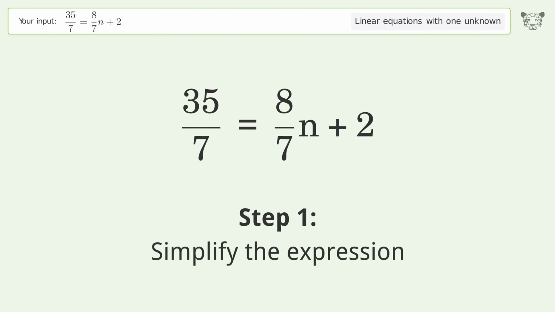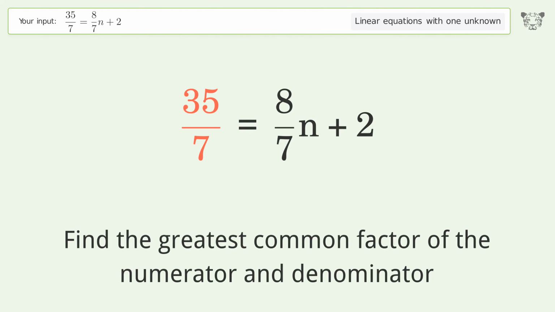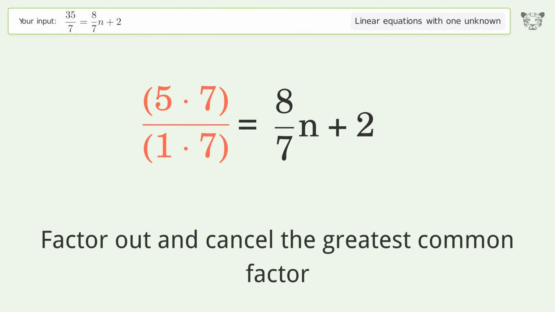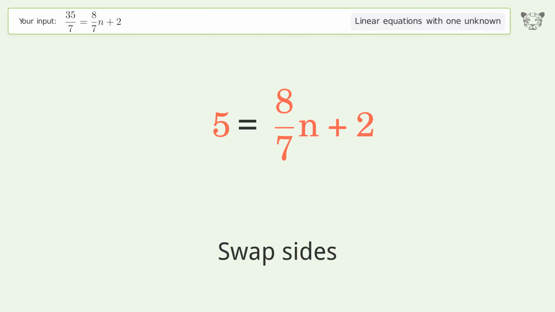Simplify the expression. Find the greatest common factor of the numerator and denominator. Factor out and cancel the greatest common factor. Swap sides.